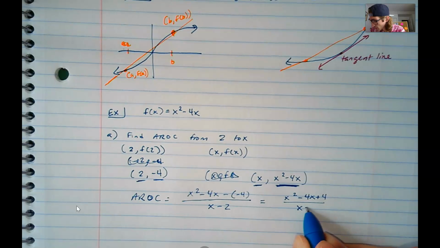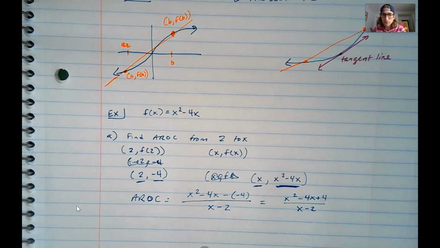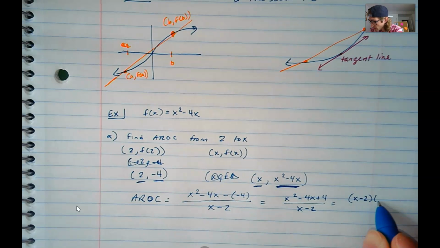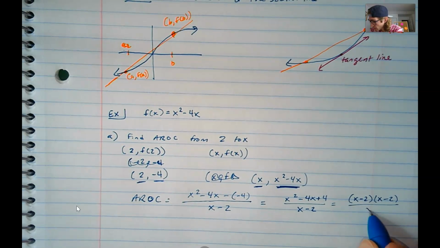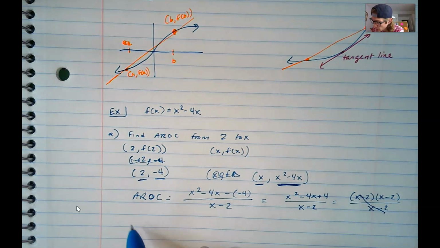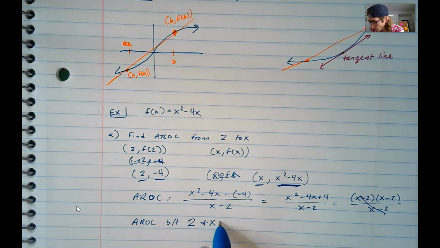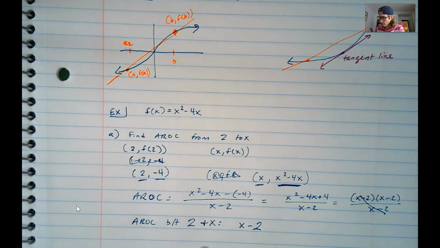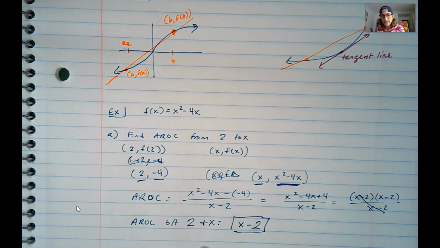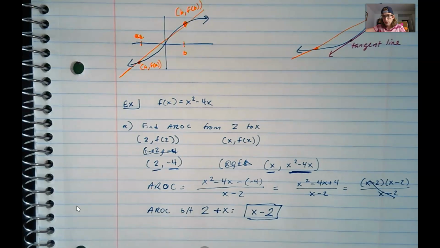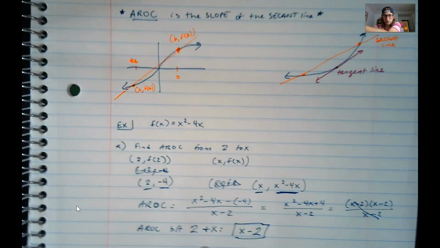In this case, one of these problems is a lot that you'll see in class. If we factor the top, that's x minus 2 times x minus 2. That cancels with the x minus 2 in the bottom. So what's the average rate of change between 2 and x? It's x minus 2. So we'll be getting numbers, or not numbers when we're not just using numbers. We'll sometimes get a function to represent our average rate of change.